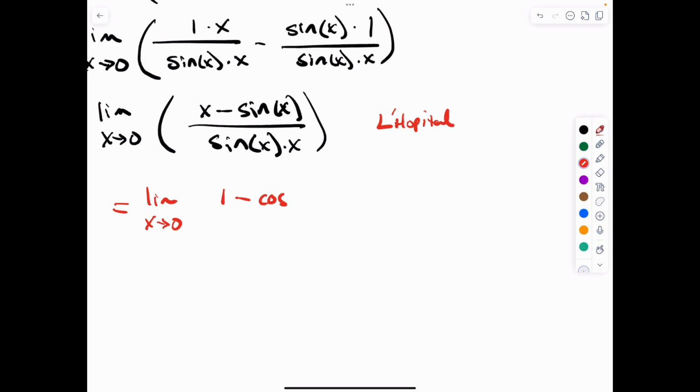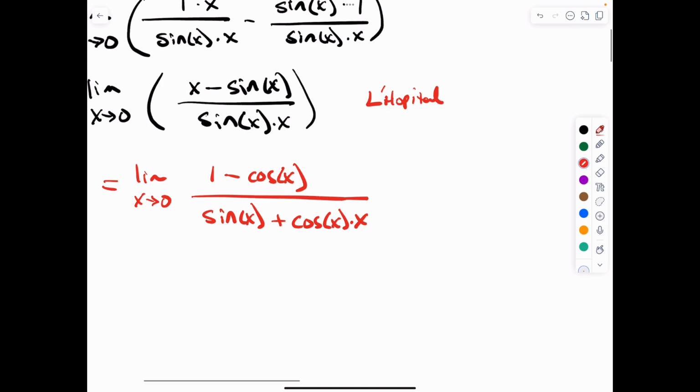1 minus cosine. On the bottom, we're going to have to use the product rule. So that'll be sine of x times the derivative of x plus cosine of x times x. So in this case, I believe I get another L'Hopital's rule indeterminate form. So this is L'Hopital again.